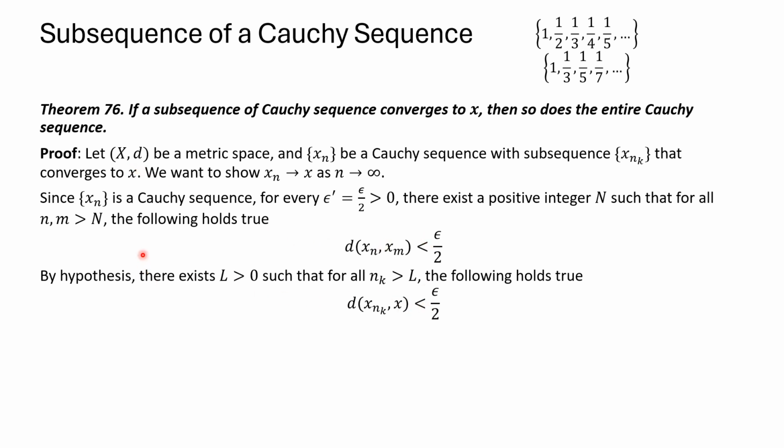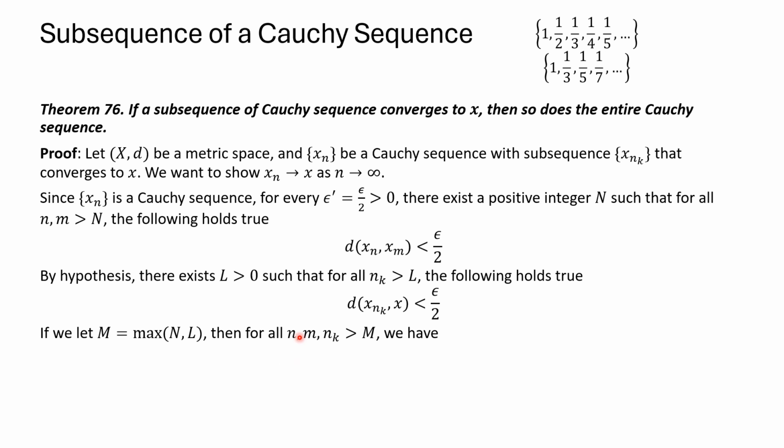So we have these two things. Now, if we pick any epsilon greater than 0 and we require n, m, and n sub k to be greater than the maximum of N and L.